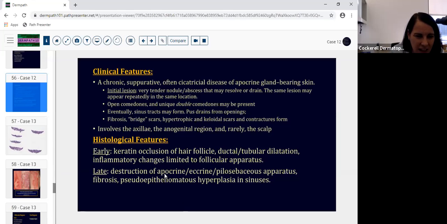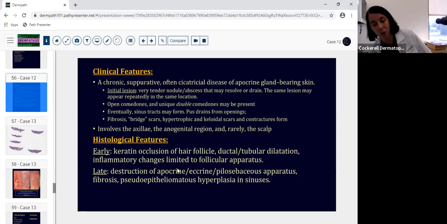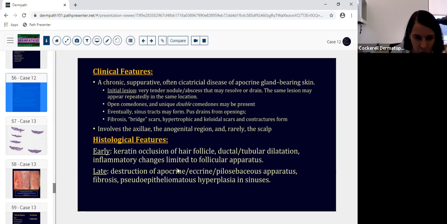Histologic features: early, there's a keratin inclusion of a hair follicle, there's ductal tubular dilatation, and inflammatory changes are limited to the follicular apparatus. And then in the late stage, the pilosebaceous apparatus can be destroyed, there's fibrosis, and you'll see some pseudoepitheliomatous hyperplasia. So that biopsy was going into late stage. There was some fibrosis in the lower dermis, but not in the upper dermis. It was between early and late stage on that biopsy.